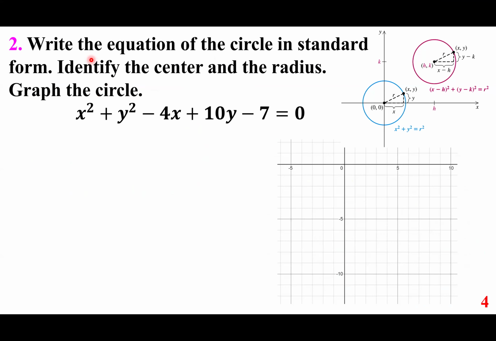Write the equation of a circle in standard form. Identify the center and the radius. Graph the circle. X squared plus y squared minus 4x plus 10y minus 7 equals 0. So we put x squared and minus 4x together, y squared and plus 10y together, and we move the -7 to the right. We make it +7.